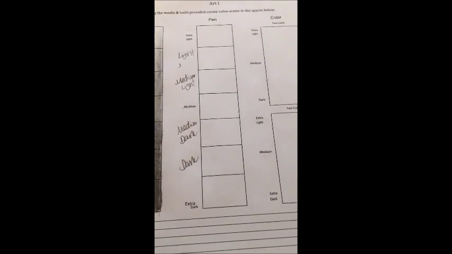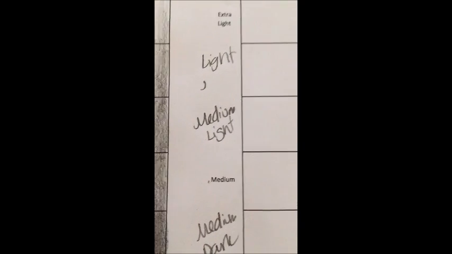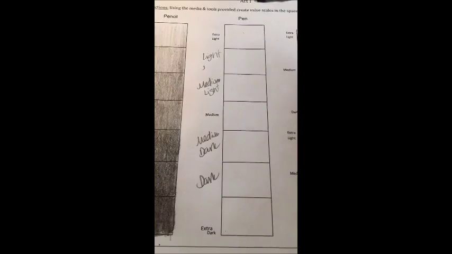The next medium that I'm going to demonstrate is pen. You will need to mark the side of the column: extra light, light, medium light, medium, medium dark, and dark. And extra dark is there. You will be using a ballpoint pen, black or blue. To create pen shading, we use one tool. And we start like we did with the pencil, at the bottom, the extra dark, and we go all the way up to the extra light.